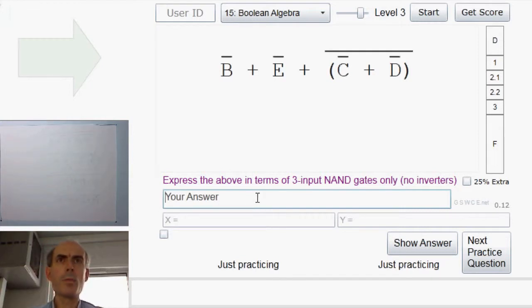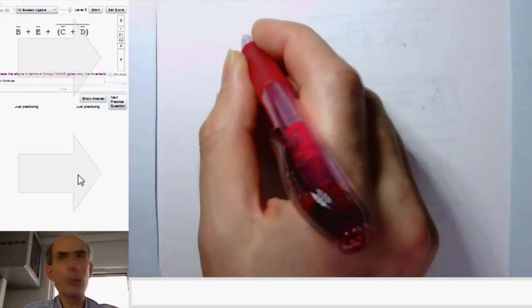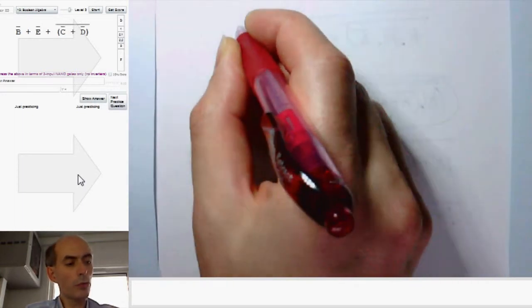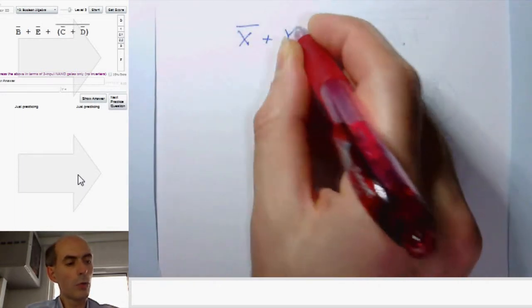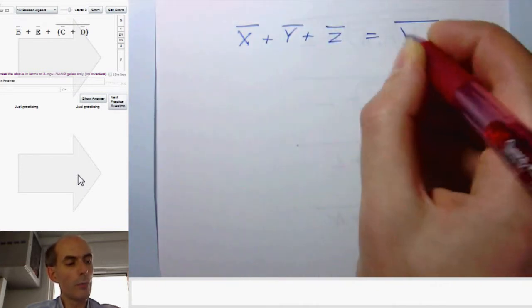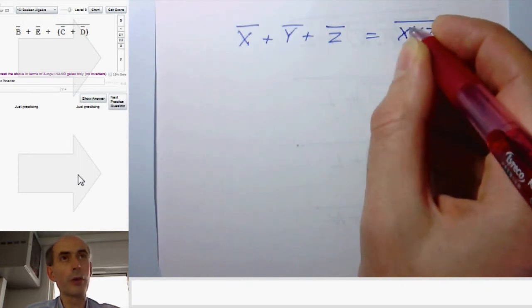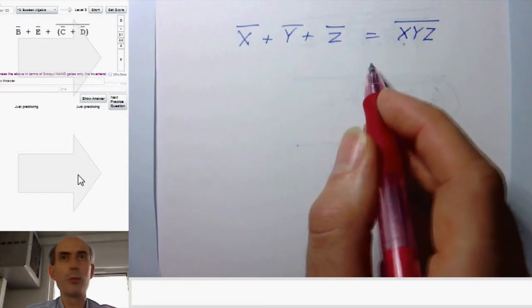3 input NAND gates only with no inverters, and we've got to express that. Well, first thing to note there is that it's an ideal application of the extension of De Morgan's theorem, which, if you haven't come across it before, says that not x or not y or not z is equal to not x, y, z. But you can extend De Morgan's theorem to any number of variables in a similar way.